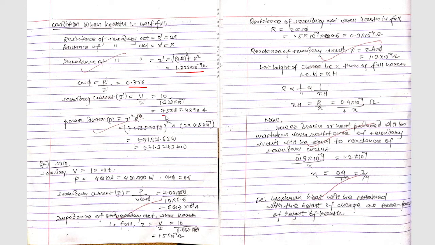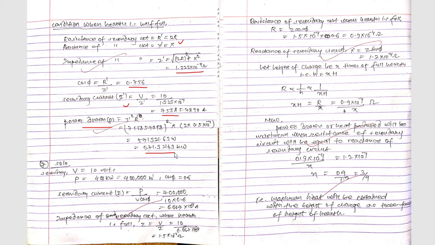So we'll get here 75585.7898 amperes, and the power drawn will be I dash square into R dash, and here we have the value of I dash. Similarly, R dash will be used from here, that is R dash equals 2R. So we'll get the power in kilowatt as 571.32163 kilowatt.